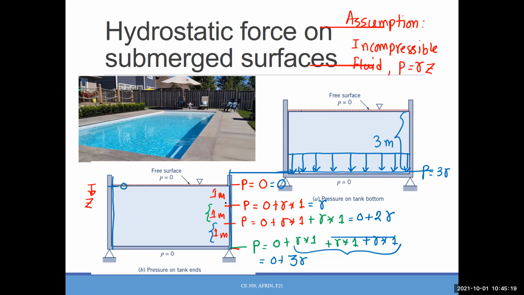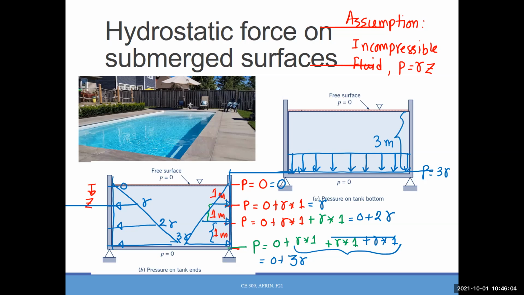Now, what about this one? You have 0 here. At 1, you have gamma. At 2, you have 2 gamma. At 3, you have 3 gamma. So what will be the pressure? What shape it should be? A triangular. Okay. And the direction should be this side, this side, this side, because all the water is actually creating the pressure on the wall, right? The same thing on this side also. Here, here, and here.